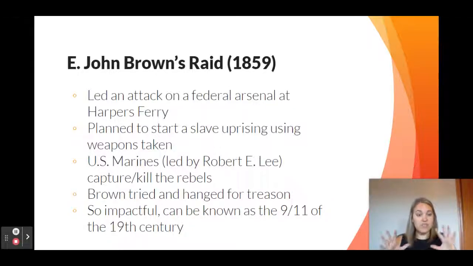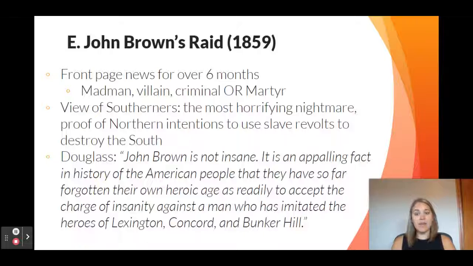What he wanted to do was to gather the weapons there, alert enslaved persons in the area to come get weapons, and then to start a massive slave uprising. Now, the U.S. Marines come and put down the attack on the arsenal, and they kill some of the rebels, but they imprison Brown, and they end up hanging him for treason. This event was so impactful, some historians have called it the 9/11 of the 19th century. It was front page news for over 6 months.